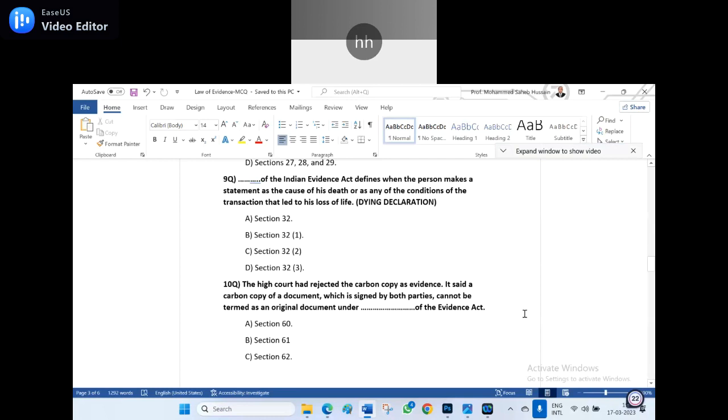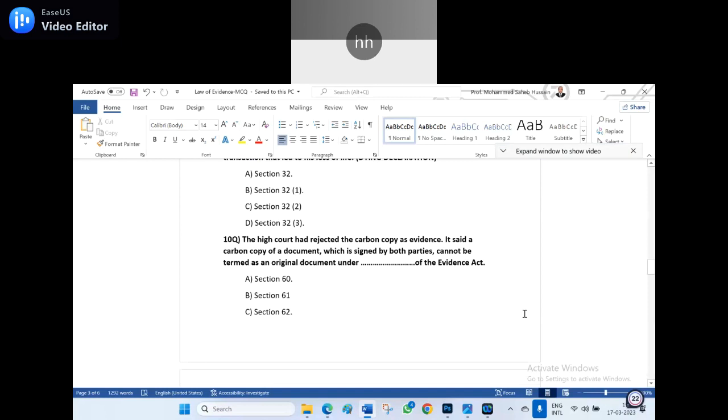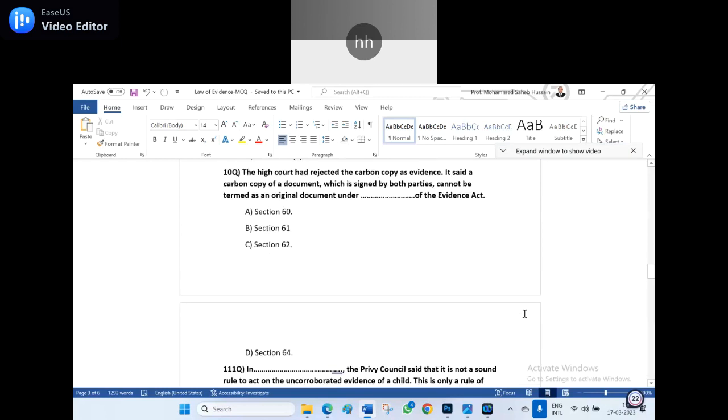Now, 10th question. The High Court had rejected the carbon copy as evidence. It said a carbon copy of a document which is signed by both the parties cannot be termed as the original document under dash of the Evidence Act. A, section 60, B, section 61, C, section 62, and D, section 64. D, 64. Wrong.